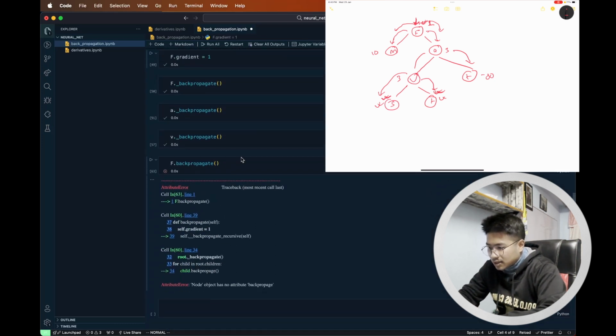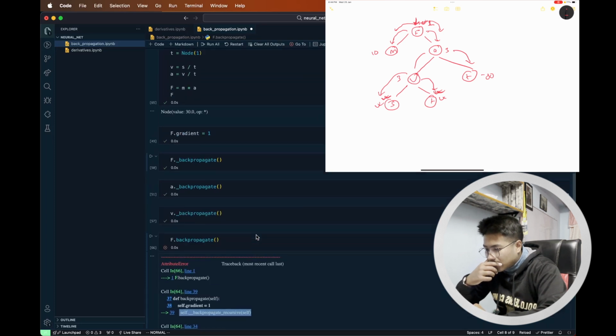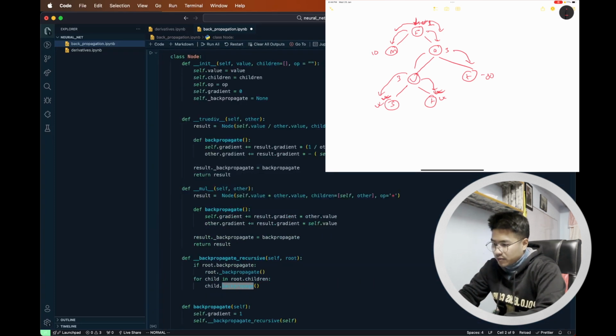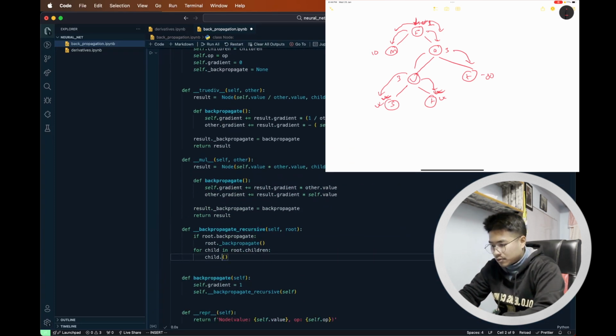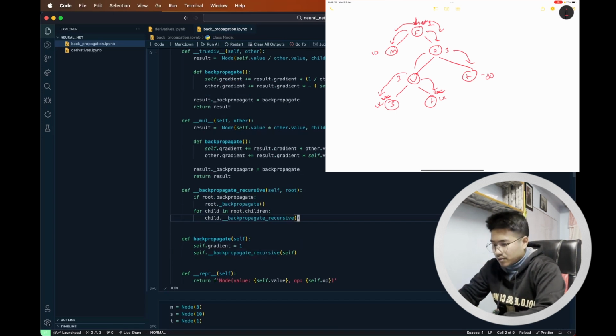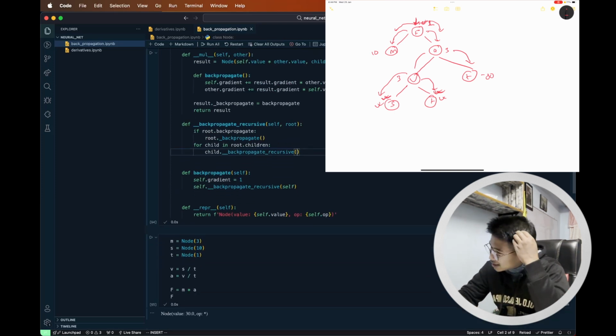I did that, I did this, and I did a backpropagate, and this function inside of the backpropagate function, when I try to do recursive, oh right, my bad. This thing should not be backpropagate, this thing should be backpropagate recursive, because you want to recursively do the backpropagation. Is that correct? For that child, is that correct? I think it is.